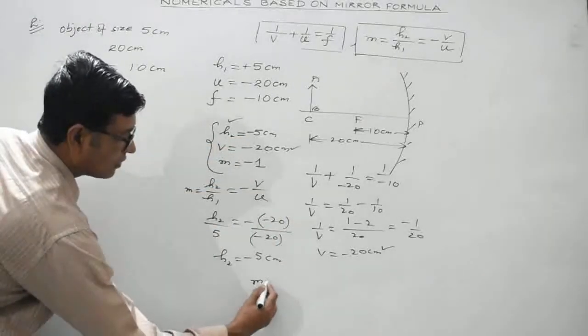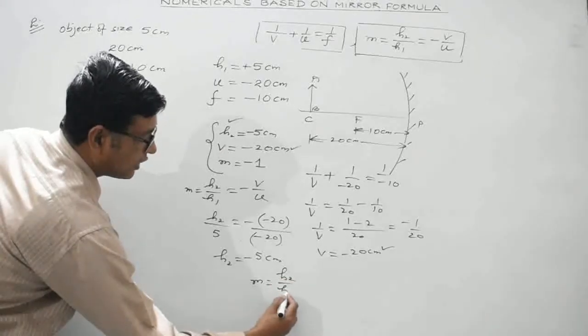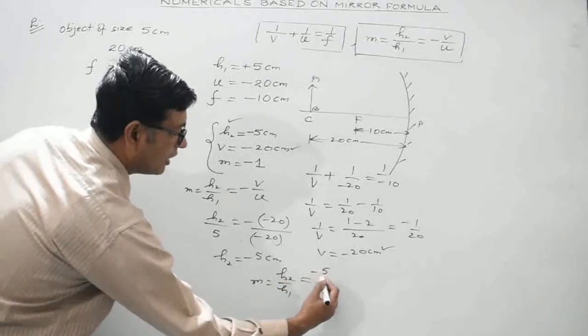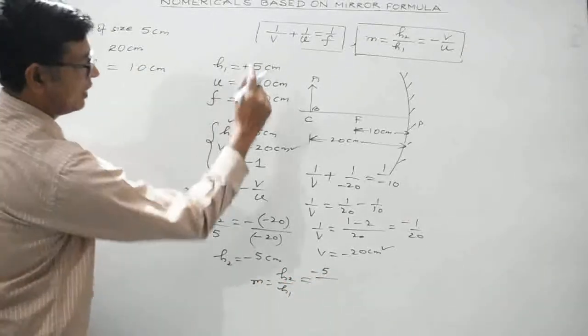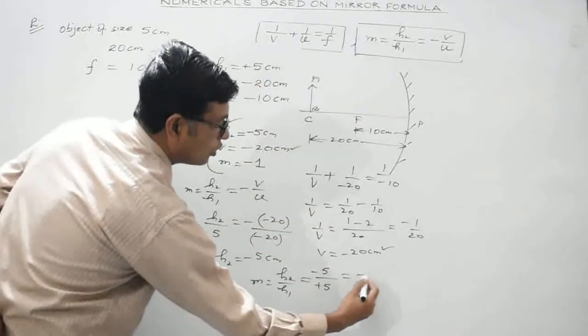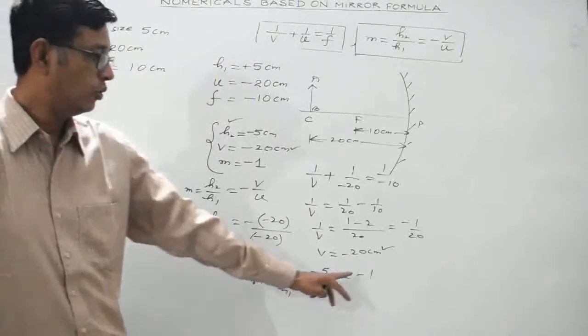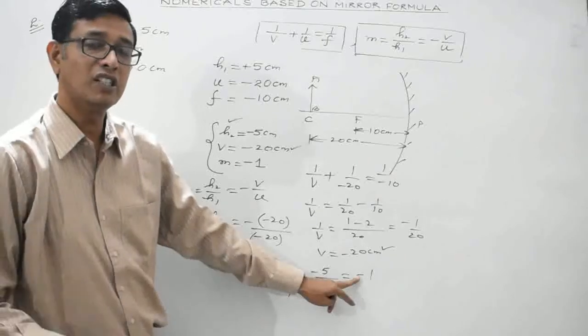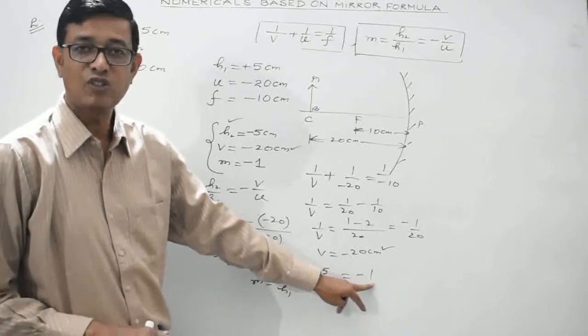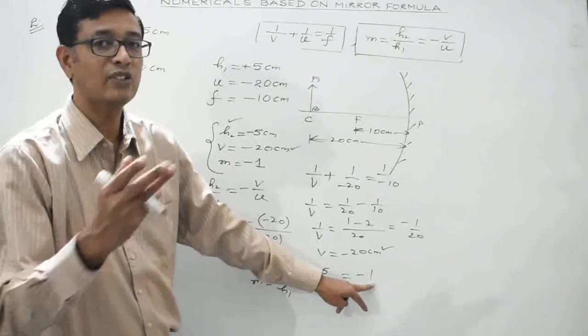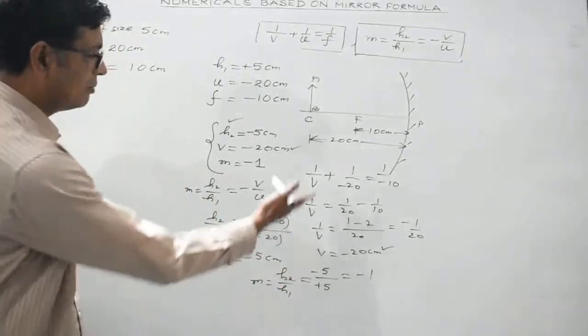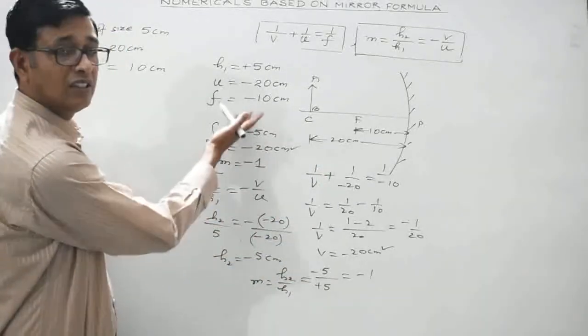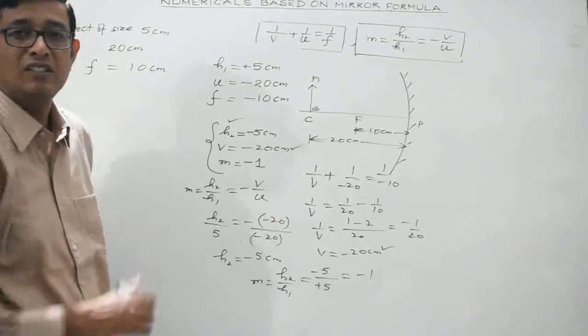Linear magnification is H2 by H1. H2 is minus 5. H1 is plus 5. So it is equal to minus 1. So minus sign indicates that it is inverted. 1 indicates that the size of the image is same as that of the size of the object. So look, mathematically also, we obtain the same result as was obtained theoretically.